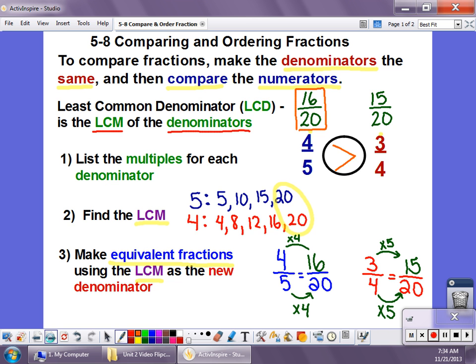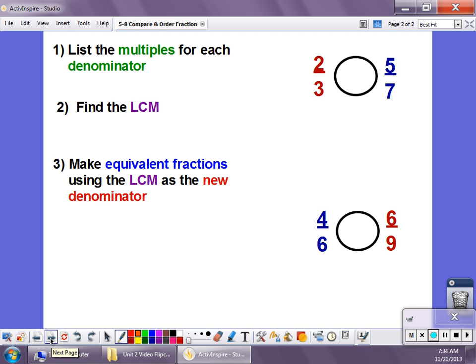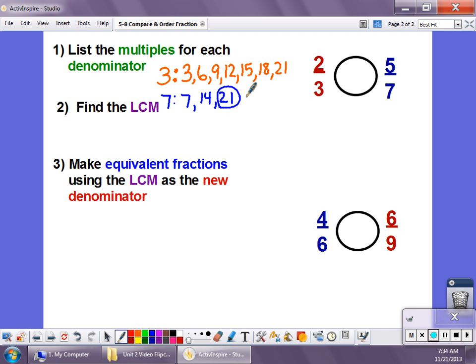Okay, let's try it again. This time I have 2/3 and 5/7. So when it comes to listing my multiples for my least common multiple, I'll start with 3. And again, as I'm listing these multiples for 3, I'm going to be thinking about my multiples for 7 so that I can see if I can recognize it. So I start 3, 6, 9, 12, 15, 18, 21. I know 21 is a multiple of 7, so let's see if that's my least common one. So 7, 14, 21, and it is.